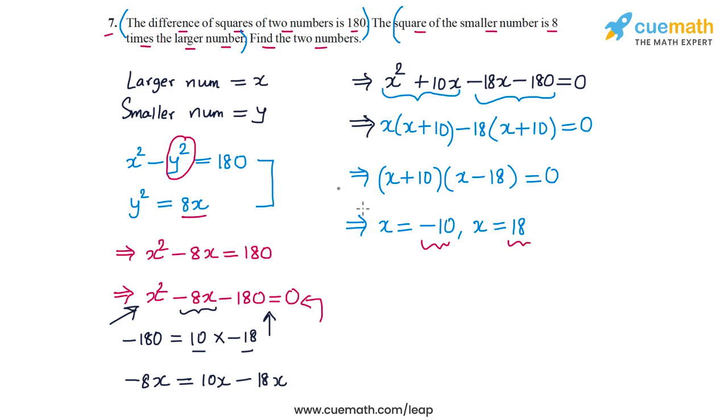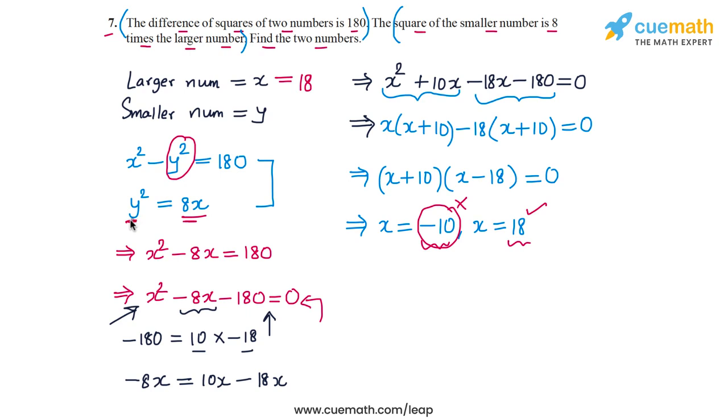This means that the larger number is either minus 10 or 18. Now x cannot be equal to minus 10 because y square is equal to 8x, and this means that if x is negative, then y square will also be negative, but that is not possible. The square of any real number must be non-negative. So x equal to minus 10 is not a valid root for this situation. The only valid root is x equal to 18. So we conclude that the larger number x is equal to 18.